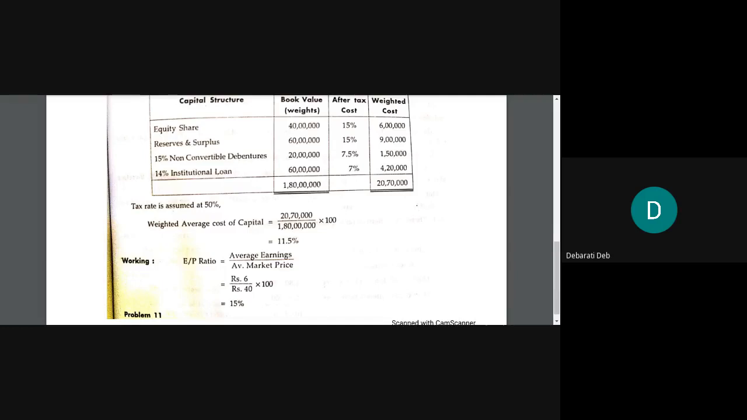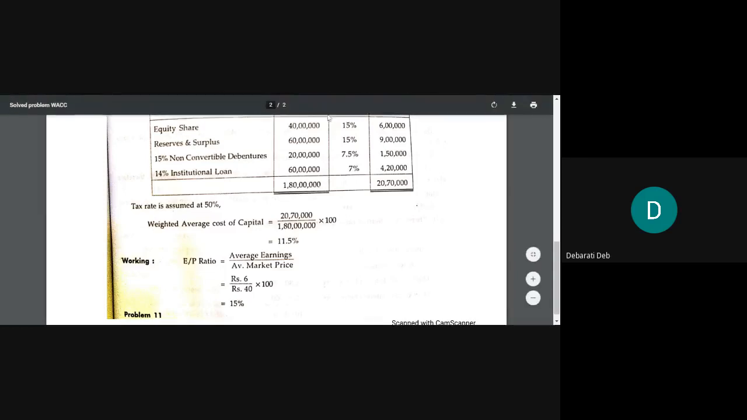So similarly, you calculate for reserves and surplus also. It will be the same, because I told you let us use one formula. So that's how you will get 15% and 15% for both equity share as well as reserves and surplus.